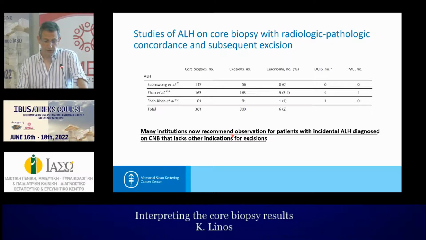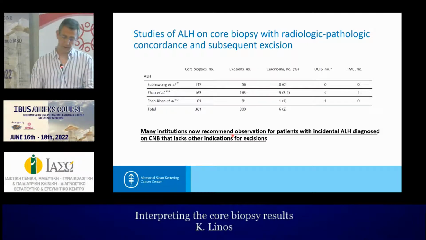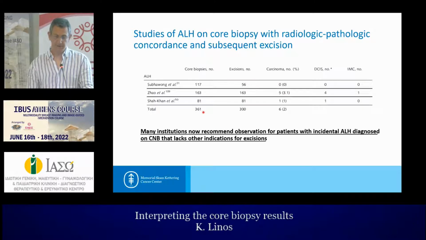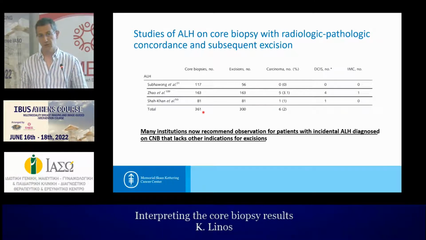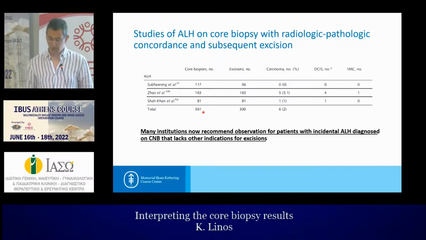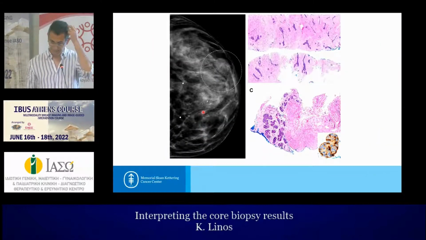So many institutions now recommend observation of patients who have incidental atypical lobular hyperplasia diagnosed on core needle biopsy, if they lack other indications for excision. So you can watch this patient and you don't have to go back to do an excision like you have done if you get a diagnosis of atypical ductal hyperplasia.